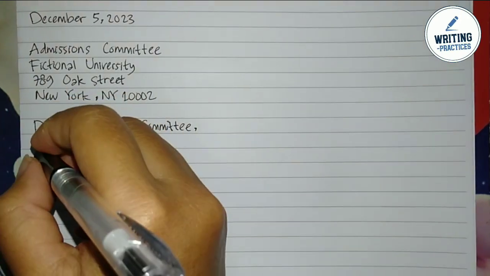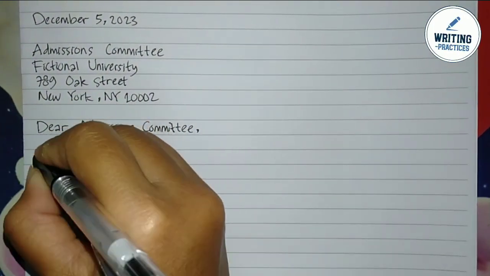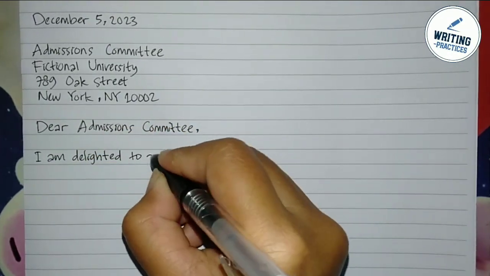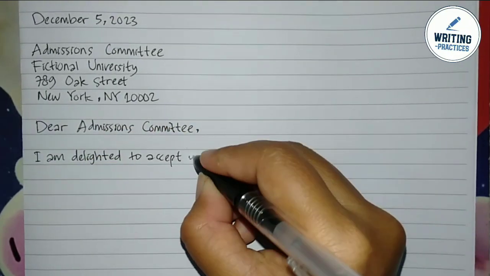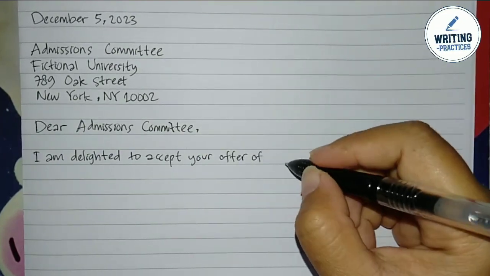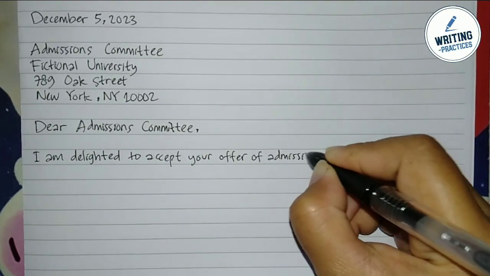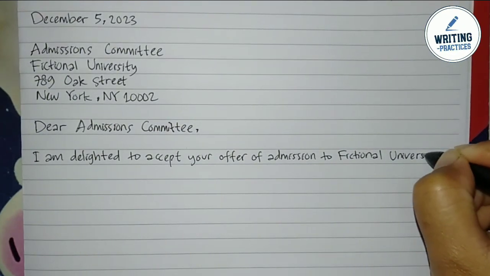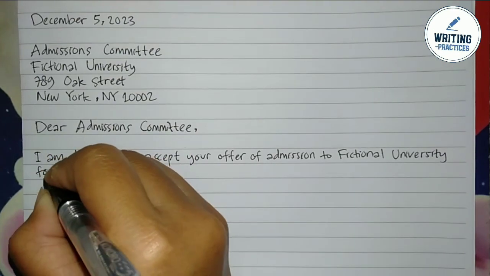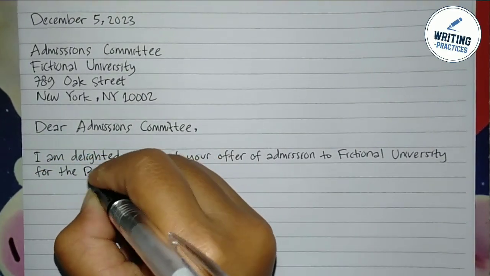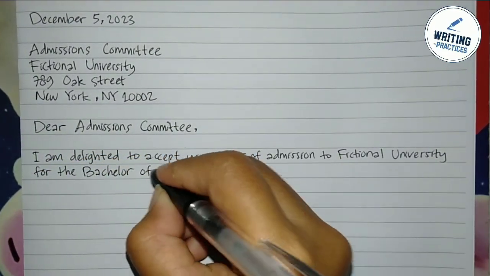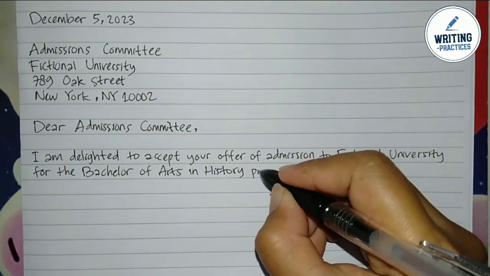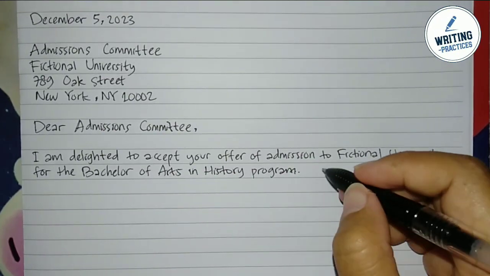In the first paragraph, after opening the letter with a polite salutation, you can now express your gratitude for the offer of admission. And here, you should mention the university name. Mention also the specific program or course you have been accepted into. For example as, "I am delighted to accept your offer of admission to Fictional University for the Bachelor of Arts in History program."